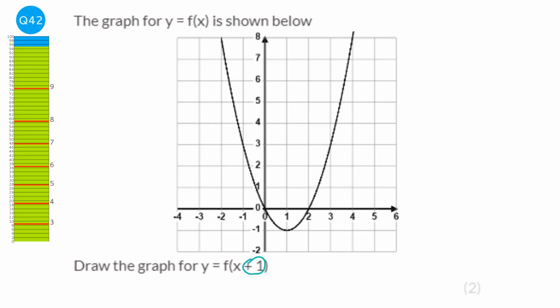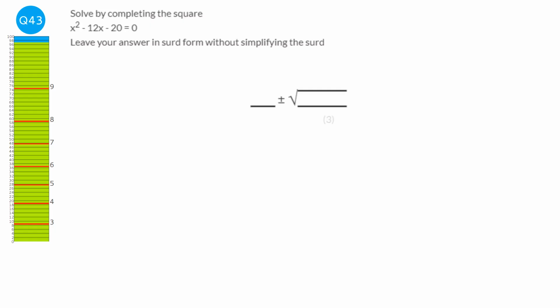A +1 inside the brackets will mean that we're doing the opposite. So a +1 you'd think would move the graph right 1, but it doesn't. It moves the graph left 1. So we're just going to go through each of the points on the graph, and we're just going to shift the points to the left 1. And when we do that, we get something like this. And then obviously we need to join these up with one straight line, which I've already failed at doing. And there we go.